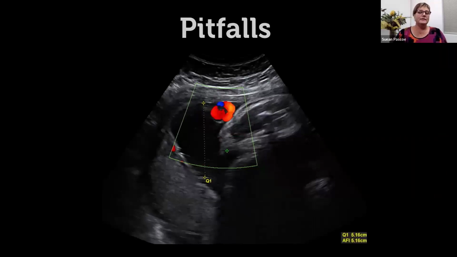One of the pitfalls of doing an amniotic fluid assessment is it's hard to see sometimes where the loops of cord are. So I always just recommend you pop your colour Doppler on really briefly to make sure that you're measuring a pocket that hasn't got the cord in it.